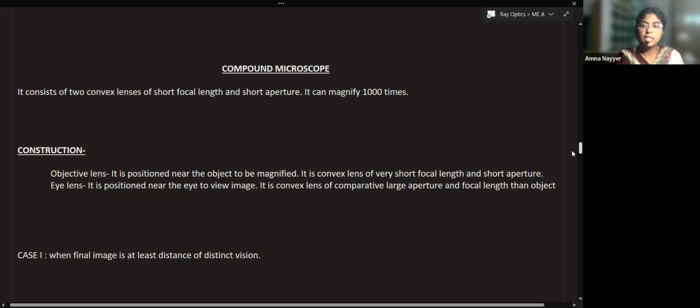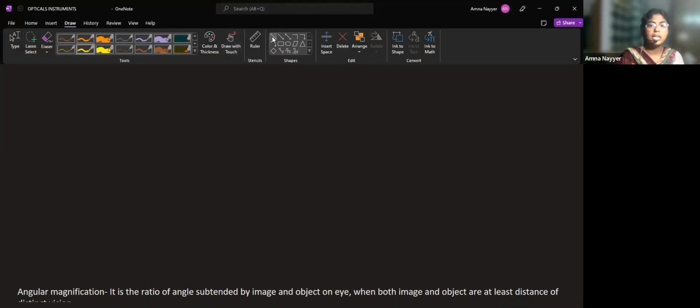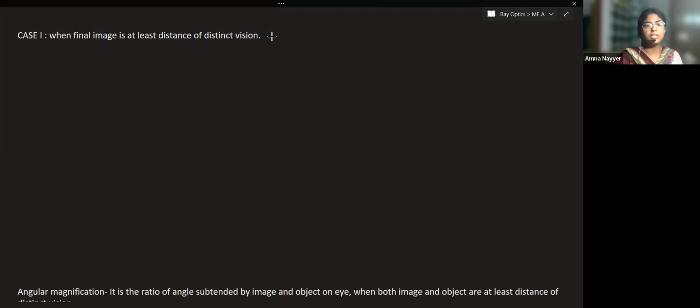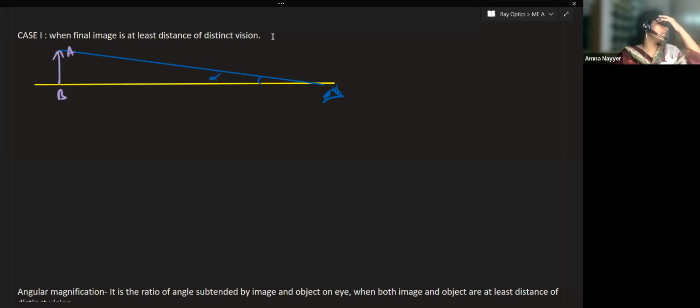Fine. Now see again, two cases we will see: when the final image will be formed at least distance of distinct vision, and when the final image will be formed at infinity. Firstly, again, the same thing we'll do. If the object is there, you will view it without the lens first. If you view it without the lens, then at your eyes the angle will be subtended. Human eyes will be able to see. So this angle is capital D. Now this distance is capital D, which is least distance of distinct vision.